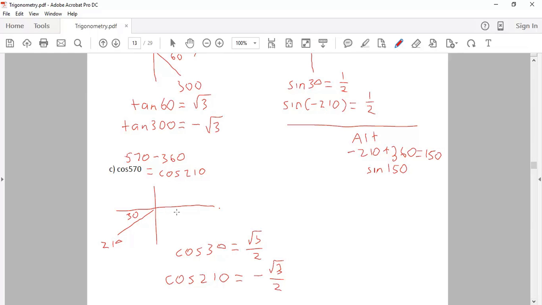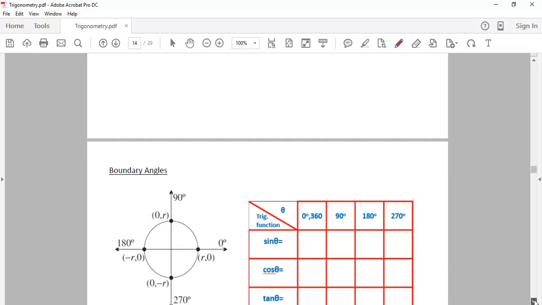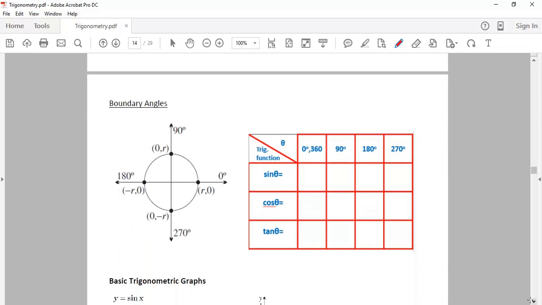Alright, so we've looked at finding angles between the endpoints. Now we're going to look at finding angles that are on the boundaries. So 0, 90, 180, 270, and 360. If you type it in your calculator, if you do sine 0 or sine 360, you get 0. If you did 90, you get 1. 180, you get 0. And 270, you get negative 1. If you want, you can pause it and try it yourself, but I'll just write down the answers quickly.